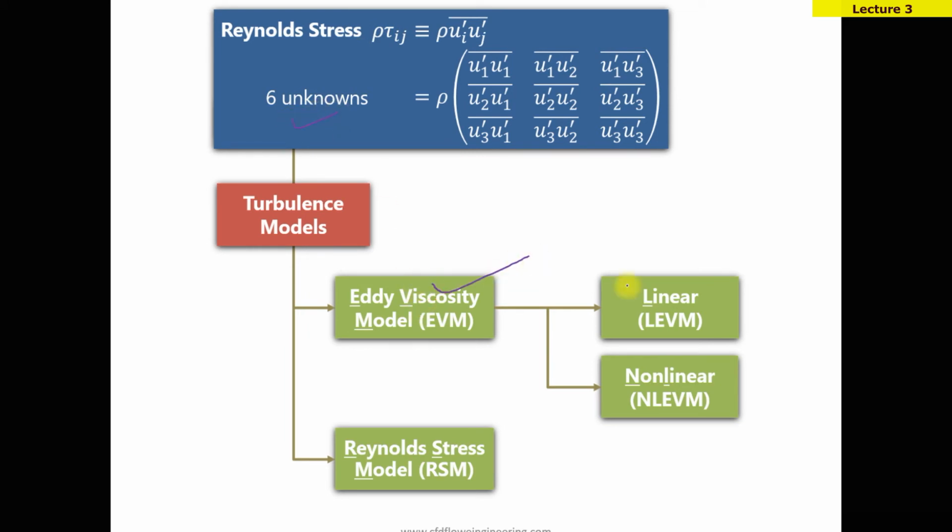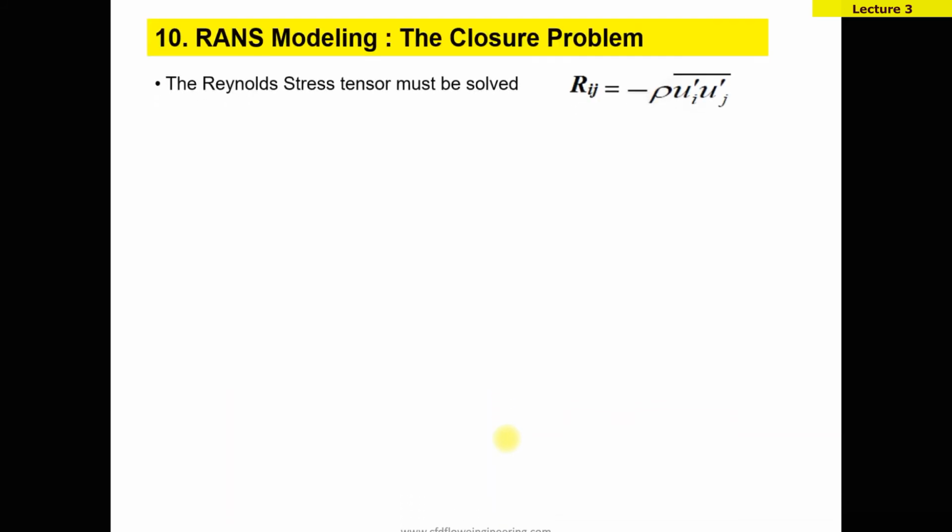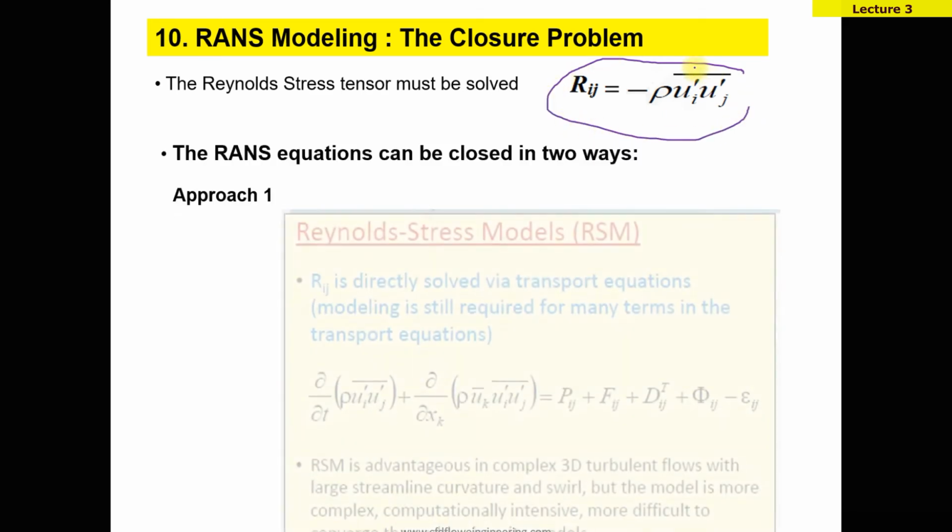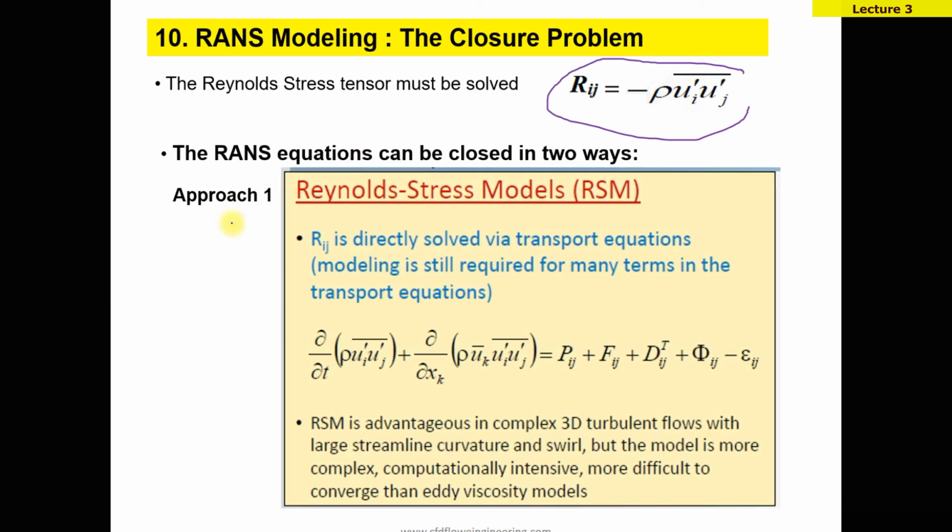Then we can find the eddy viscosity model, considering a linear variation between the Reynolds stress and the velocity gradient. There can be non-linear variation; there are non-linear models. There can also be Reynolds stress models. The Reynolds stress must be resolved so that we can solve the momentum equation. The first approach is to solve all 6 equations separately, then we get this closure. That means once we solve these equations, we can find the average quantities.